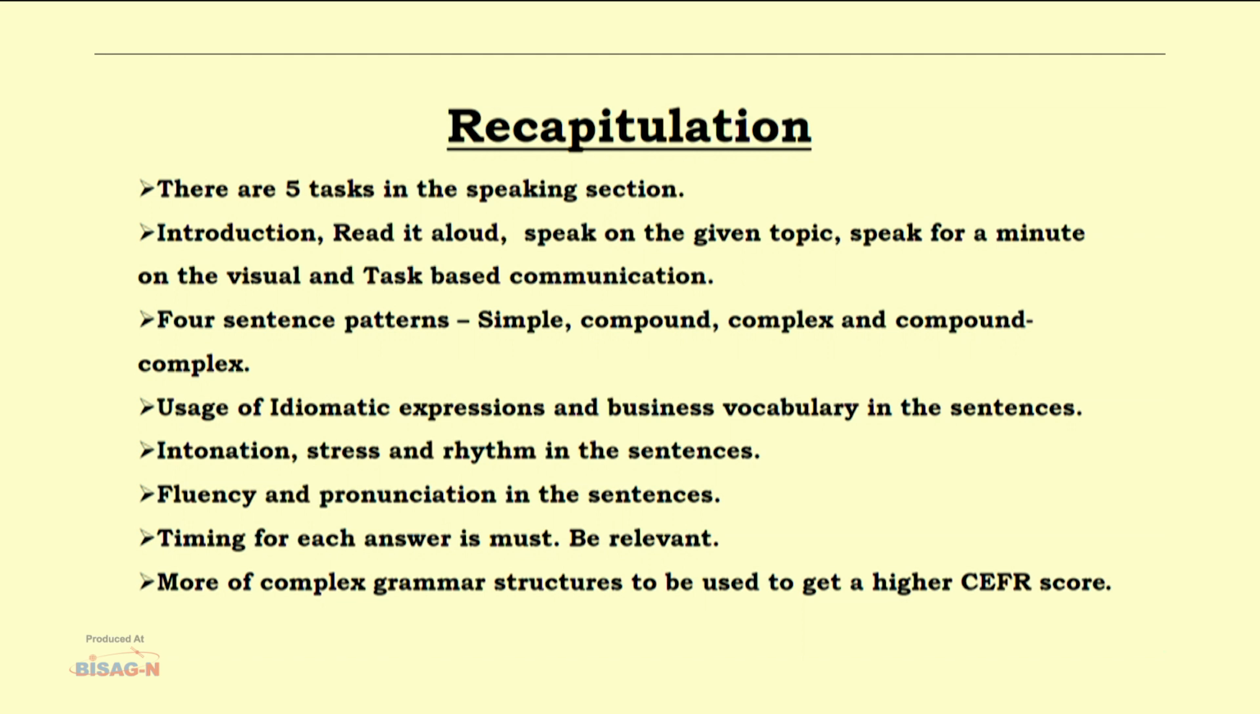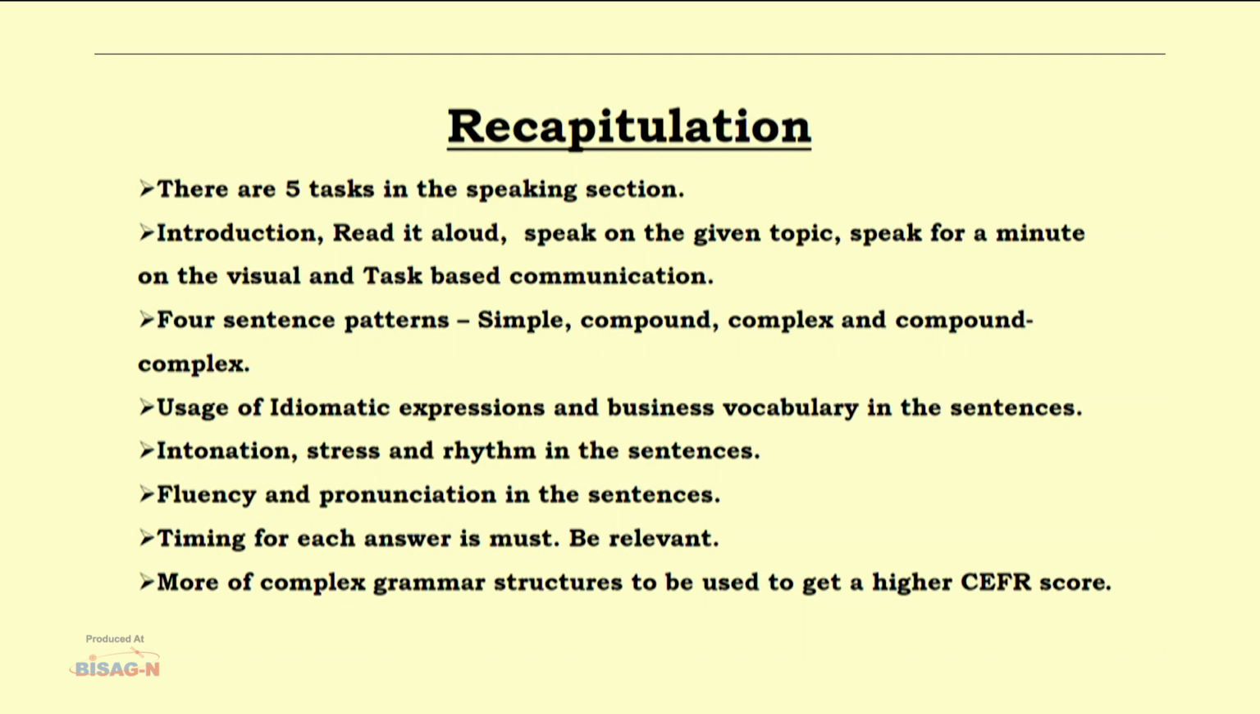Now, in the previous modules, we saw that there were 5 tasks in the speaking section. Since this is a speaking module, speaking has 5 tasks a candidate has to complete. Earlier, we spoke about what the 5 tasks were in general. It was introduction, read it aloud, speaking on a given topic or speaking for a minute on the visuals, and the task-based communication. We also did the sentence patterns in the earlier modules.